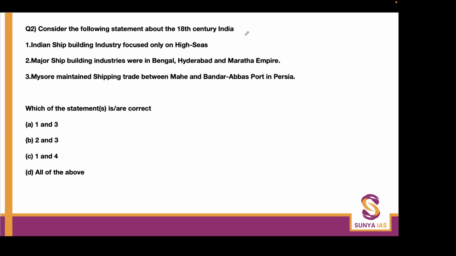Consider the following statements about 18th century India. Indian shipbuilding industry focused on high seas. Major shipbuilding industries were in Bengal, Hyderabad and the Maratha Empire. Mysore maintained shipping trade with Mahe and Bandar Abbas port in Persia. Now, first statement: Indian shipbuilding industry focused on high seas. This statement is actually wrong.